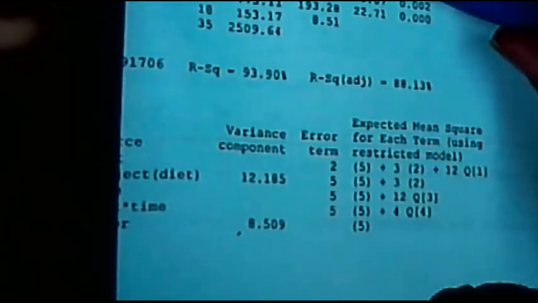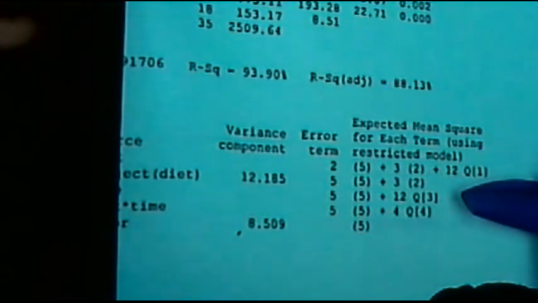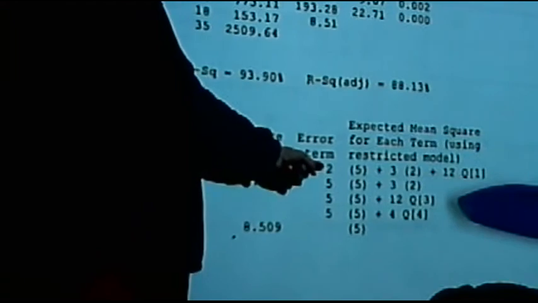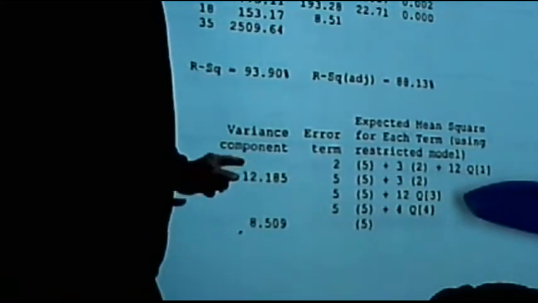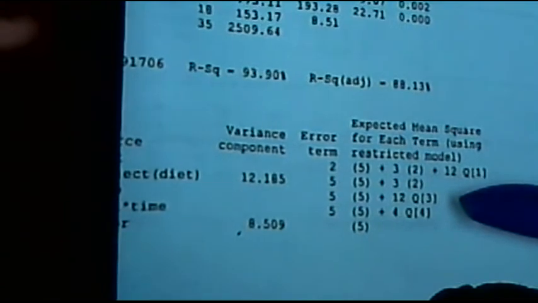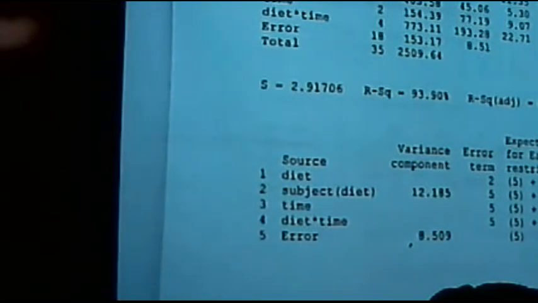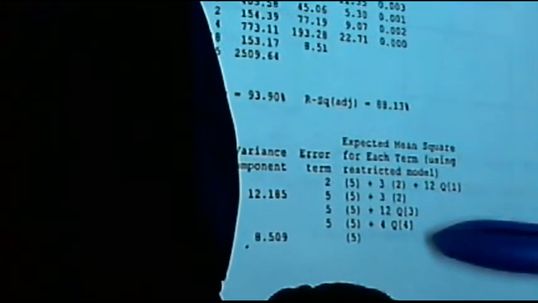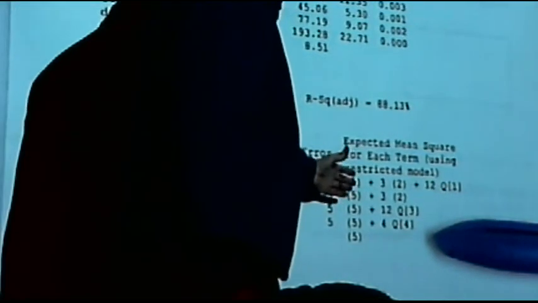One thing that's different in this little table that you can spot down here in the expected mean square column is right there. We're testing about the first variable, diet. The proper denominator is the nested subject mean square. You can see that over here in these numbers.